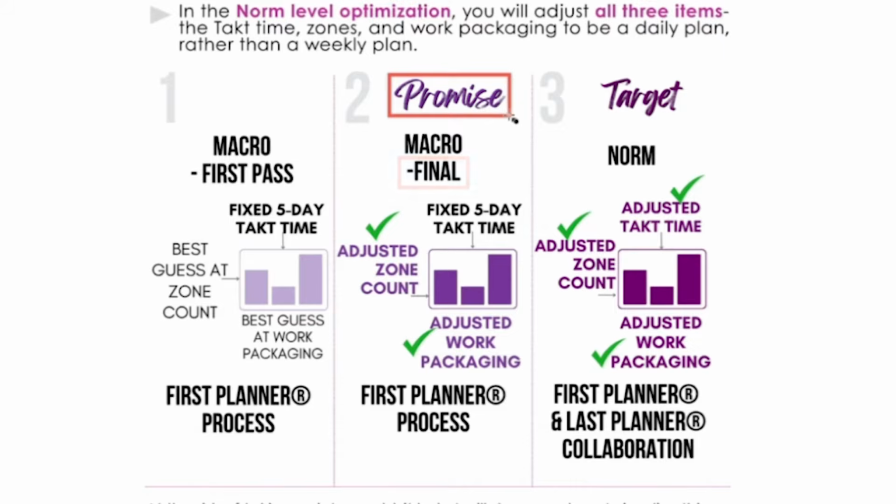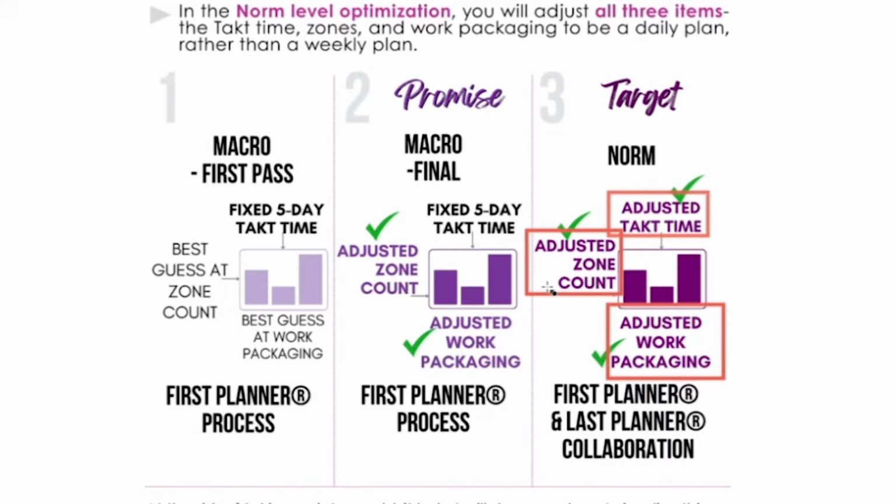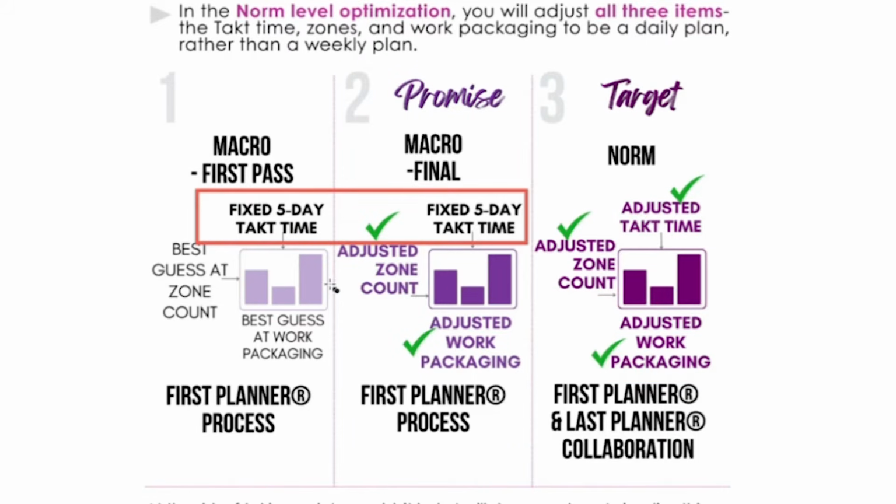Now it's data. Then later, when we go to the norm, which is your tactical production plan, you will adjust your takt time and your zone count and your work packaging. But since the macro is fixed on a 5-day takt time, it's everything but the takt time that adjusts.